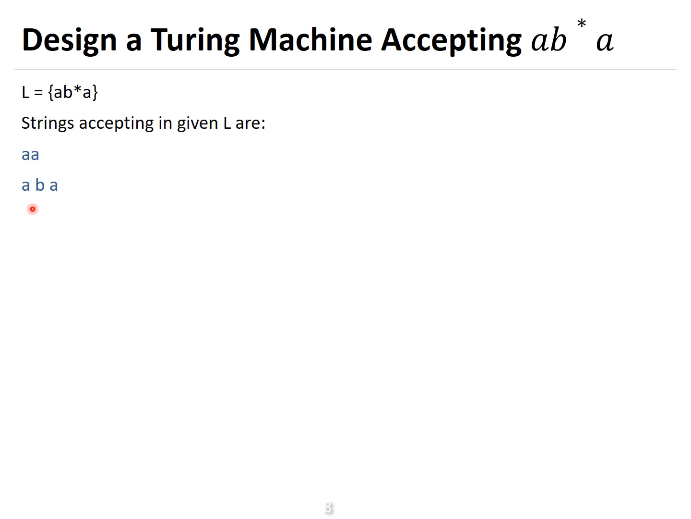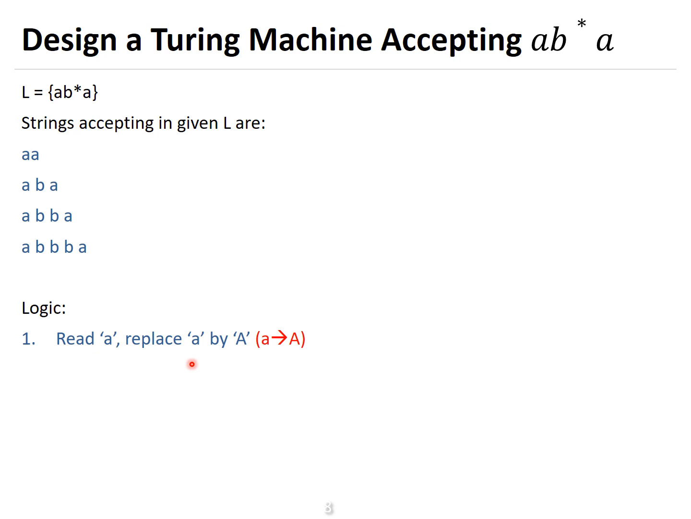That means it can have one B, it can have n number of B's in the middle, starting with one A and ending with one A, and so on, right? So the logic will be like this. First you have to understand the logic, then you can design the transition diagram. First, as you all know, you have to read the input from the input tape, and for our conventional way of writing the logic, this is one of the logics you can use.